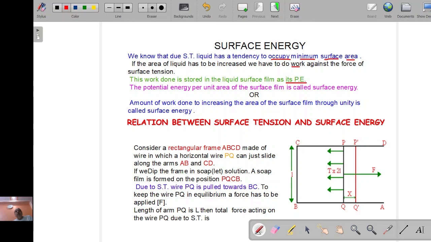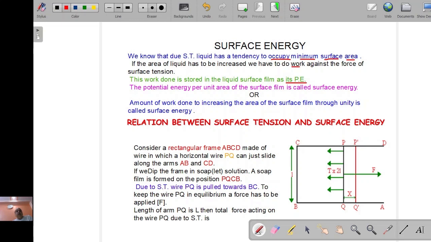If you pierce the soap bubble, it breaks into various small droplets and moves away because of that potential energy.